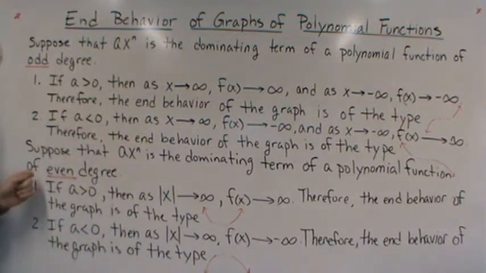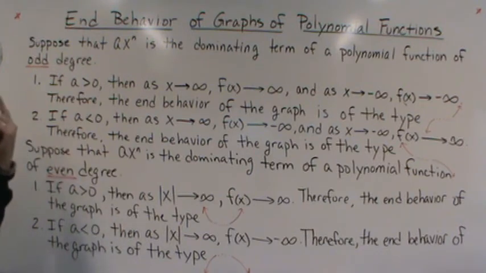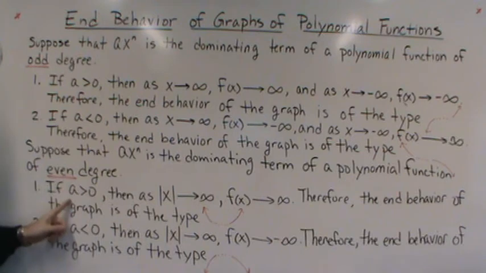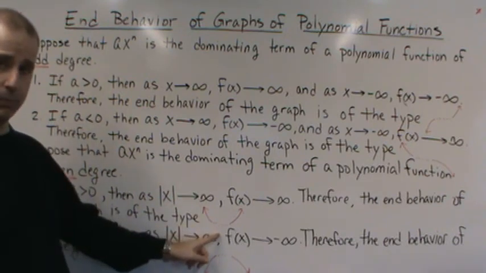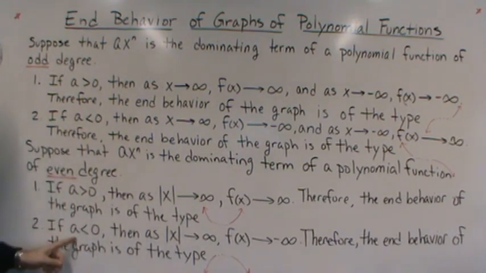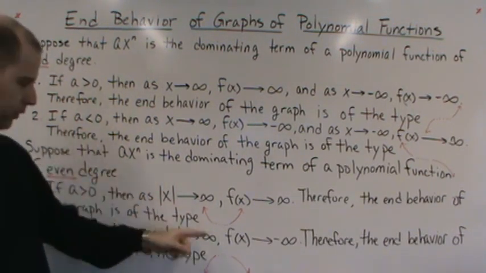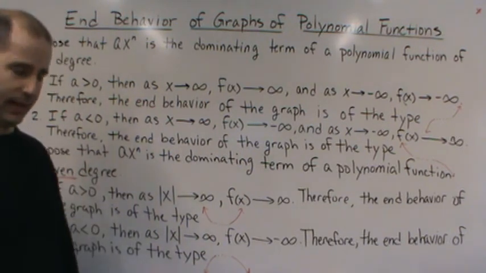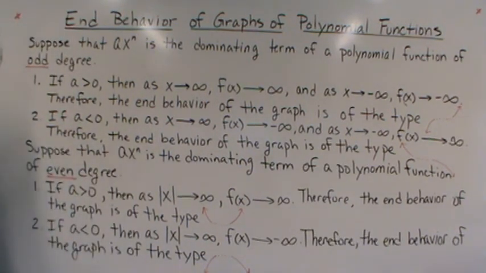If the degree of the polynomial is even, then we know the tails are going in the same direction, either both up or both down. And so again, we look at the sign of the leading coefficient. If the leading coefficient is positive, we know the two tails are going up. If the leading coefficient is negative, we know both tails are going down. And that's it. That's the gist of it.